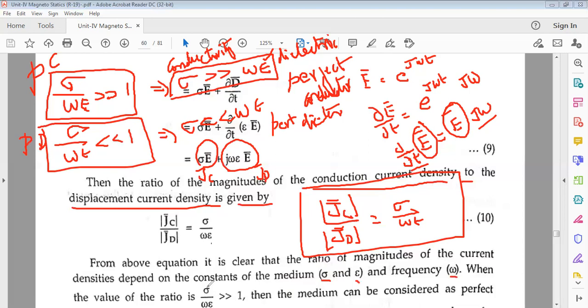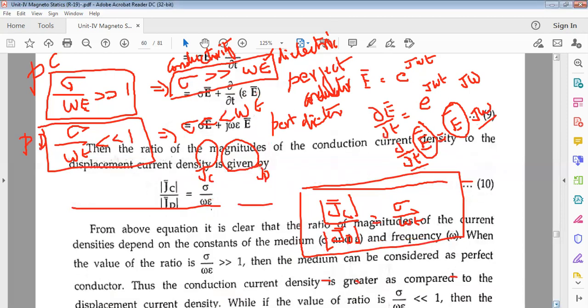When the value of the ratio sigma by omega epsilon is very much greater than 1, the medium is considered a perfect conductor. Thus, the conduction current density is greater than the displacement current density, meaning J_C is greater than J_D. The conduction is more, so it is a perfect conductor.